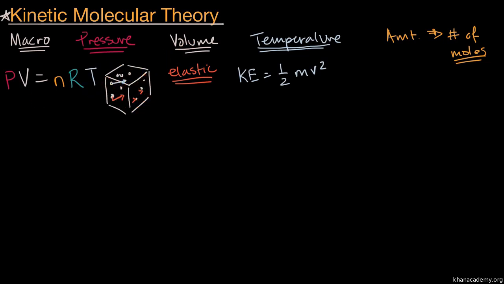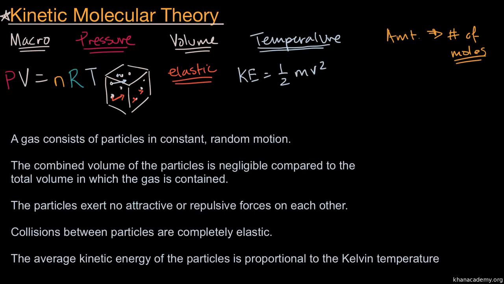And just to make it a little bit more clear, the axioms, you could say, of kinetic molecular theory, the assumptions of it, I'll give them here. But it's important to realize that these are assumptions, and in the real world, we have slight variations from it, but these assumptions get us a long way to explaining the behaviors of gases. So we've already talked about a gas consisting of particles in constant random motion. They're bouncing off the side of the container.